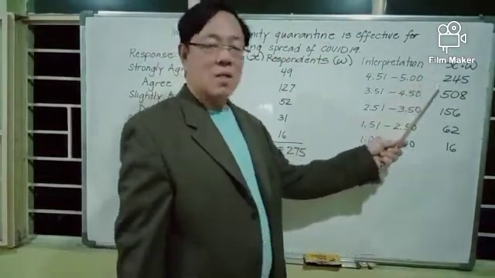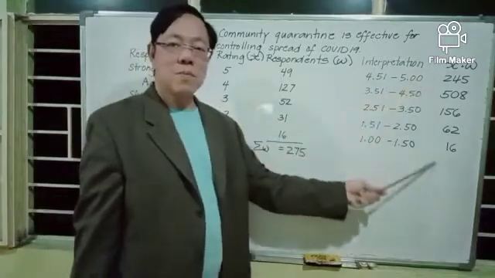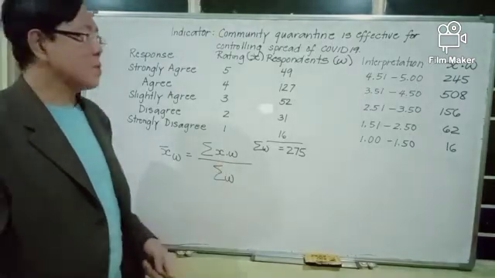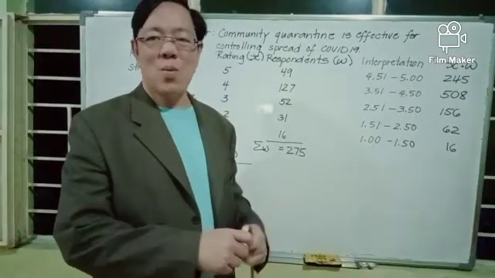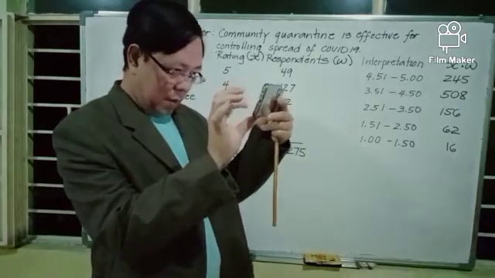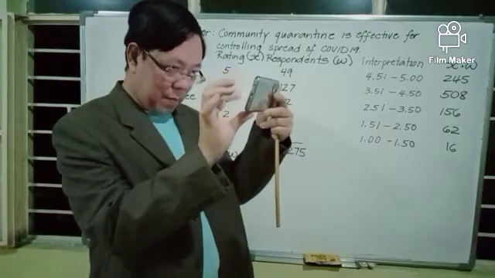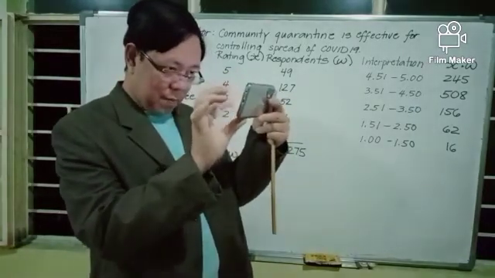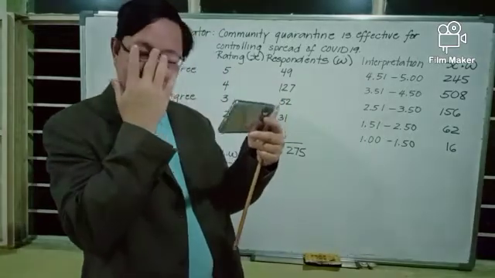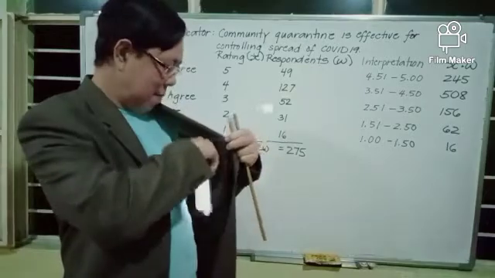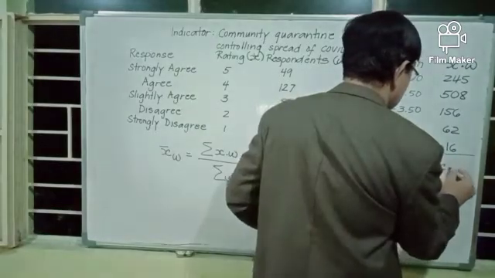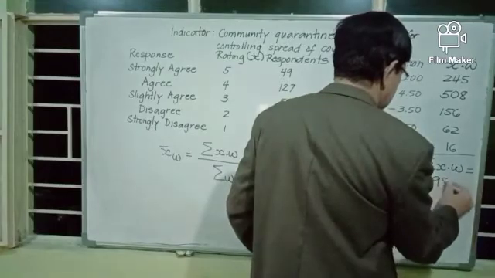After you get the products, you add this last column to get the summation of x times w, or the summation of the products x times w. We add this column using our calculator. We have 245 plus 508 plus 156 plus 62 plus 16, and you should get 987. Our summation of x times w is 987.